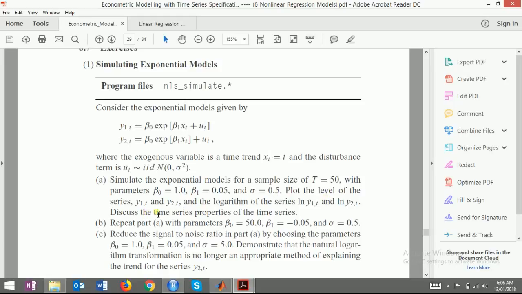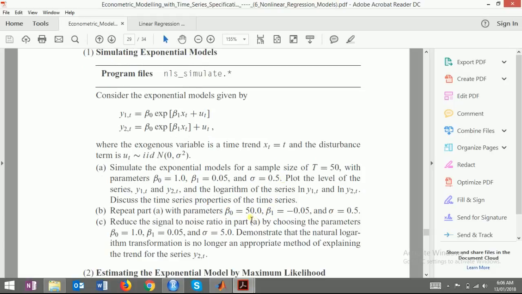Plot the level of the series y1t, y2t and the logarithm of the series, log y1t, log y2t. Discuss the time series property of the series. Repeat with beta naught 50, beta 1 0.5, sigma 0.5. Reduce the signal to noise ratio by choosing the parameters beta naught 1, beta 1 0.05, sigma 5 instead of 0.5. Demonstrate that the natural logarithm transformation is no longer an appropriate method of explaining the trend for the series yt.